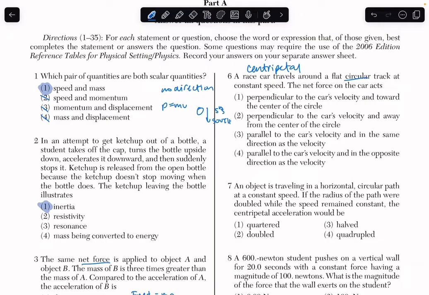Never parallel, okay? So when the race car is moving around that circular track, the centripetal force will be acting perpendicular to the car, right? And when it's acting perpendicular, the force is trying to push the car towards the center. It's going towards the center, not away. Never away. So it's going to be number 1.